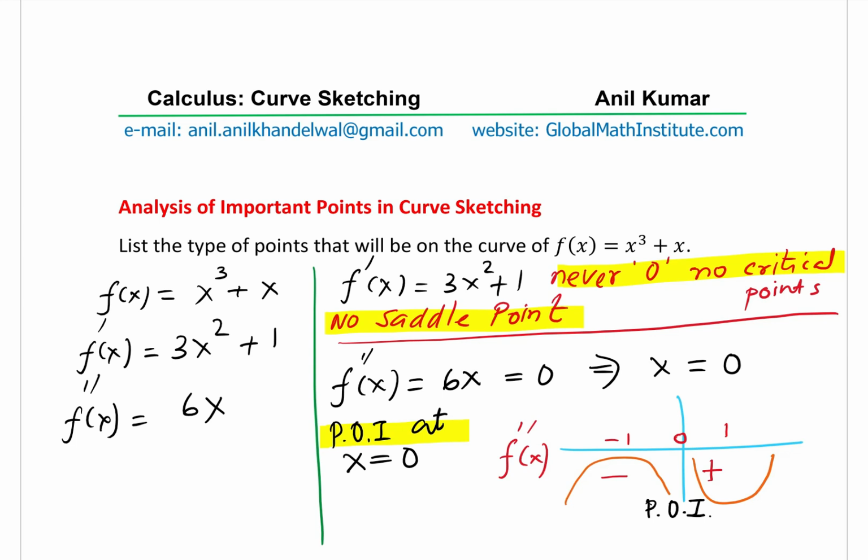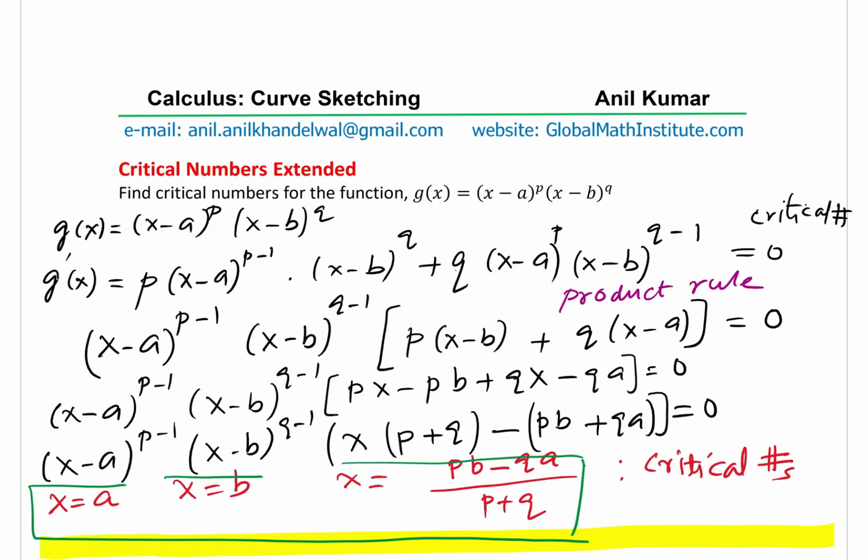Now, when it comes to a general question as shown here, in that case, you have to expand using the product rule and then simplify to get your answer. And we get three answers in this case. And the answers are x equals a, x equals b, and x equals pb minus qa divided by p plus q. And that is how we are going to solve this.